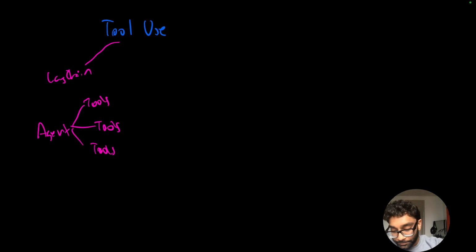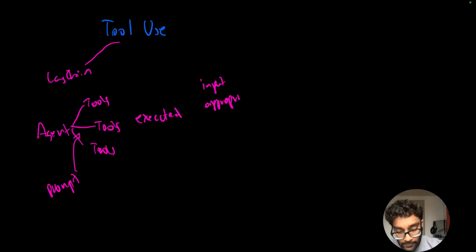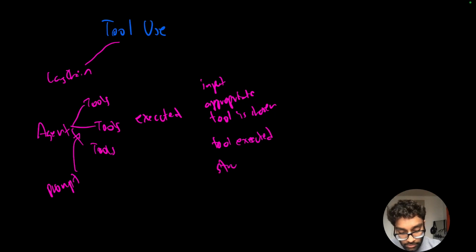Traditionally, as the input prompt comes in, the model reasons which tool to use, what is the appropriate tool for this use case, and it gets executed. So the chain of thought that happens is the input comes in, the appropriate tool is chosen, and then that tool is executed, and then you have a structured output that is shared. That's traditionally the flow that we've been used to when working with tools and agents.